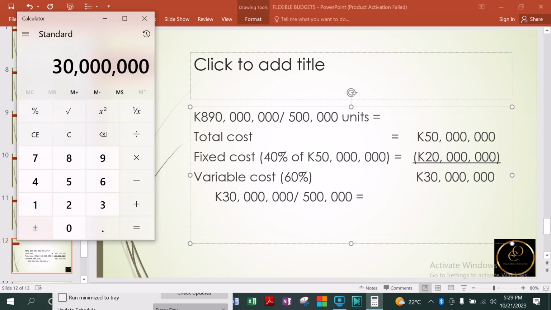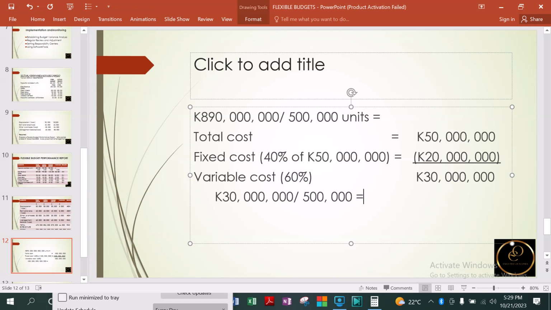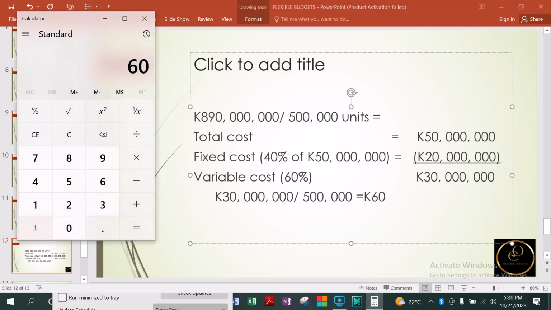Okay, this divided by 500,000. We're going to get this as a variable cost per unit. So variable cost per unit is found to be 30. Okay, 60 rather. That is 60. Yes, indeed 60.